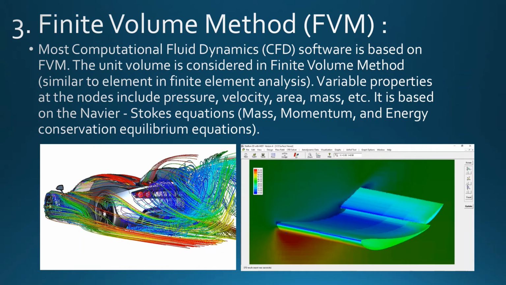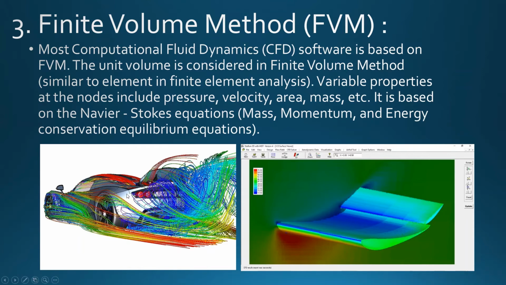Then the third one is the finite volume method. Most computational fluid dynamics is based on it. The unit volume is considered in the finite volume method. Variable properties at the nodes include pressure, velocity, area, mass. It is based on the Navier-Stokes equations. I presume that most of you know about the Navier-Stokes equations. They are nothing but differential equations which give you an idea about how the fluid is flowing around a particular object, or how the fluid is flowing in a free stream.